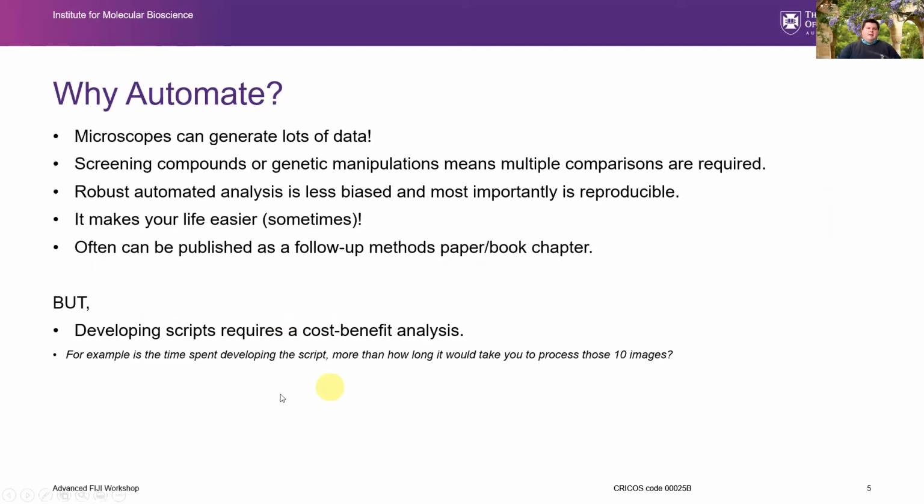But, and importantly, developing these scripts and pipelines often requires you to do a bit of a cost-benefit analysis. What I mean by this is the time that you're going to spend developing the script and pipeline, will it take more than how long it would take to process, maybe if you only had 10 images? So if you have a small amount of data, sometimes manual is still best. But if you have lots of data, or maybe you're going to have a small amount of data but you're going to have that every week, then automating it would certainly be worthwhile. But these scripts do take time to develop.